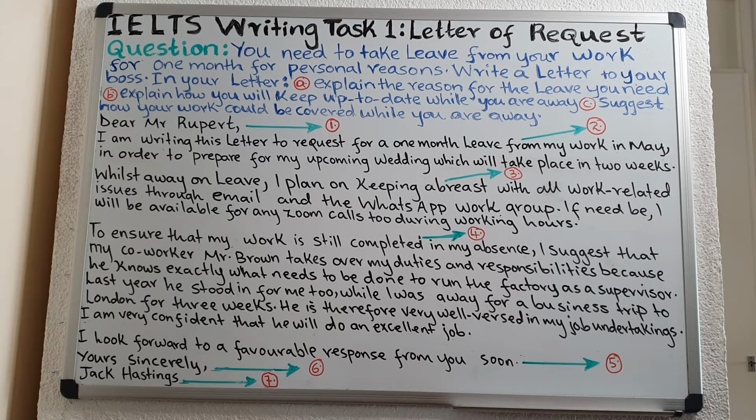Step 2 is the introduction of the letter.